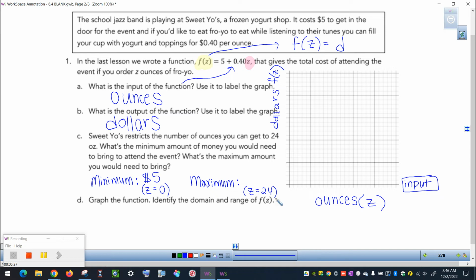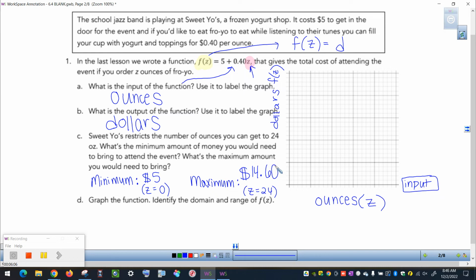But I think they might be closer to this high end of the weight. And so if we just think about inputting the number of ounces right here, if we do the 24 ounces times 40 cents and then add the $5 onto the end, we end up getting a maximum cost of $14.60. So it must have been $9.60 for just the yogurt, kind of expensive for an ice cream bowl, and then the $5 to get in the door.